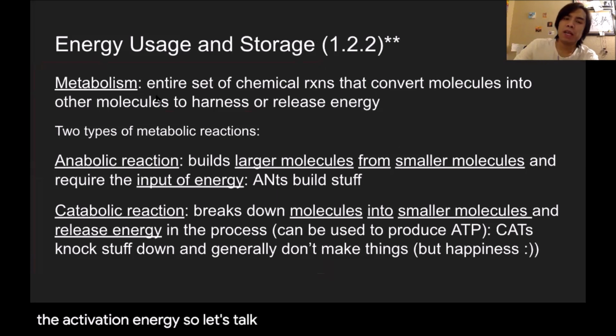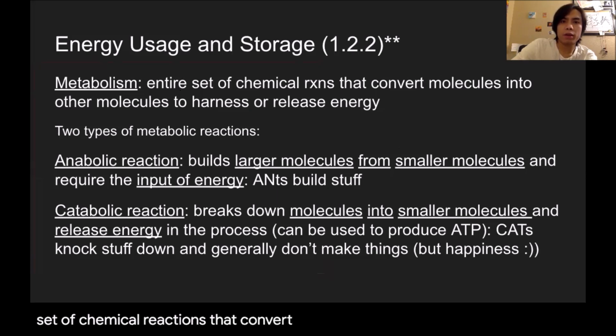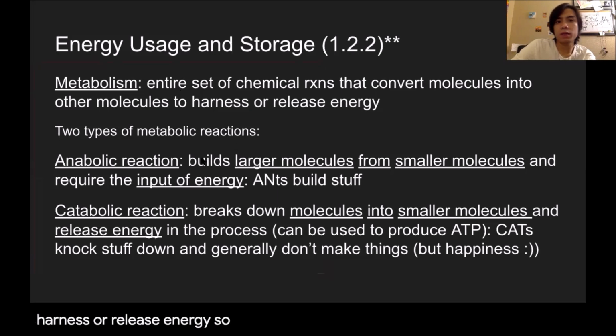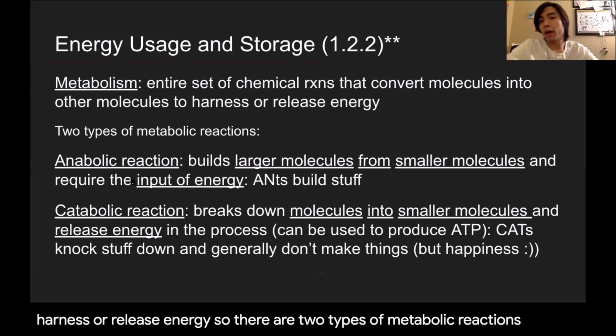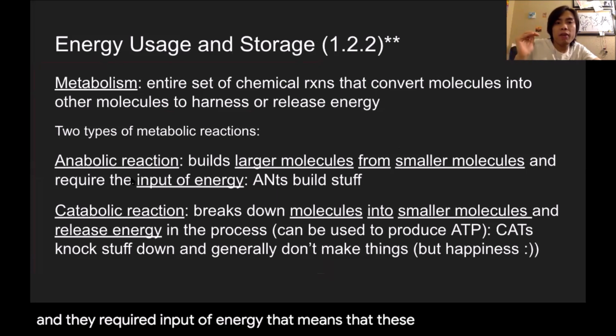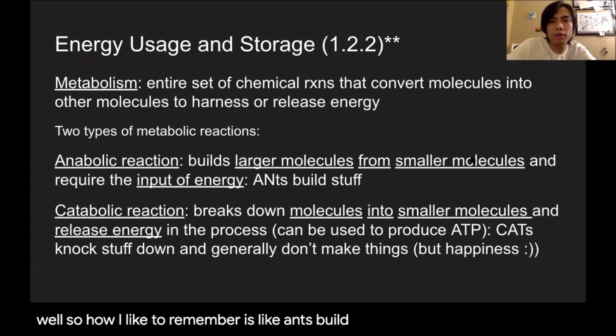So let's talk about metabolism. Metabolism is the entire set of chemical reactions that convert molecules into other molecules to harness or release energy. There are 2 types of metabolic reactions. There are anabolic reactions, which build larger molecules from smaller molecules, and they require an input of energy. That means these have what kind of sign for delta G value? A positive delta G value. And that would be non-spontaneous as well. How I like to remember is that ants build stuff.